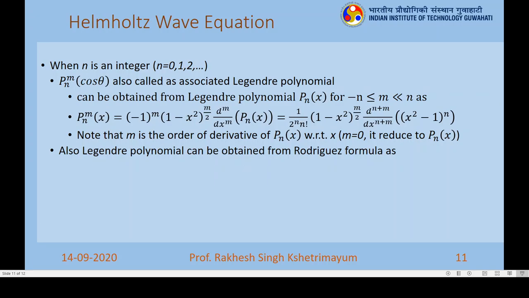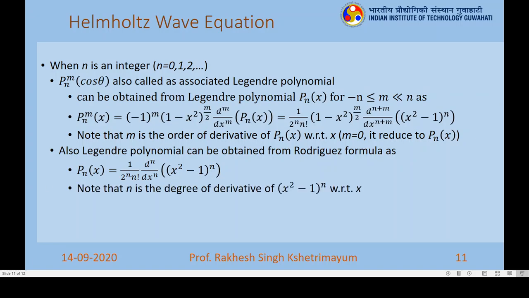The Legendre polynomial can be easily obtained from the Rodrigues formula. If I want to get Pn(x), I just do differentiation d^n by dx^n of x squared minus 1 to the power n, and multiply by 1 by 2 to the power n by n factorial. I get the Legendre polynomial. Here n is the degree, m is the order. n is the degree of derivative we are doing with respect to x of x squared minus 1 to the power n. Pn(x) is a polynomial of degree n.